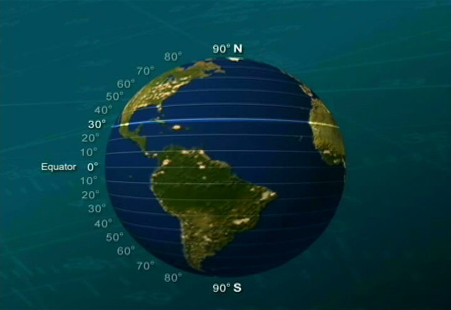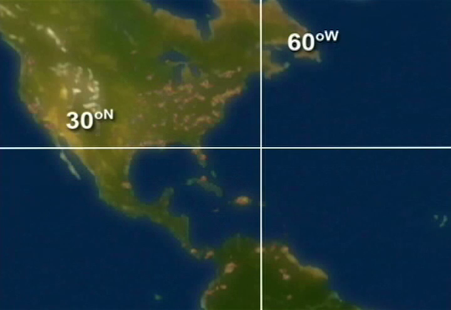So let's find an intersecting line. Here's one running through our 30-degree line, the 60-degree line of west longitude. If we were at 30 degrees north latitude and 60 degrees west longitude, we would know that we were at this point right here, just southwest of Bermuda.